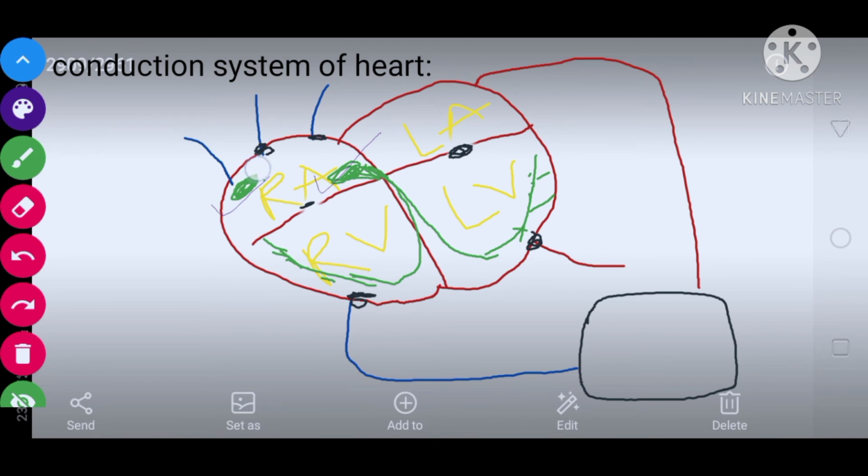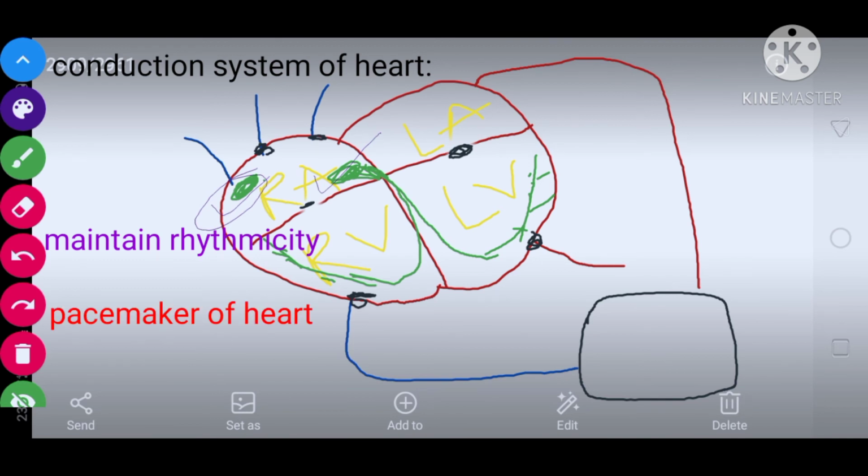It is seen that the rate of action potential generation in the SA node is highest, and thus it is responsible for the initiation and maintenance of the rhythmicity of the heart. Hence, it is known as the pacemaker of the heart. In case of failure of the SA node, you are to replace it with an artificial pacemaker.